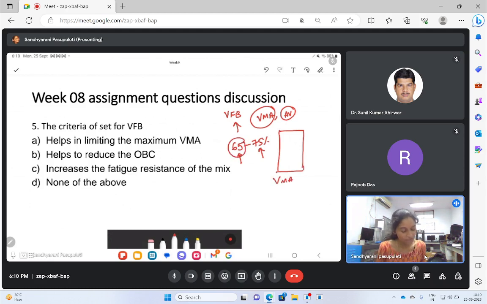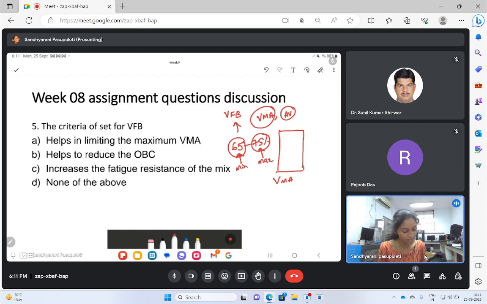if I don't specify the minimum voids filled with bitumen, there is a chance of having lesser bitumen content than required. And if I don't specify this higher limit, there is a chance that bitumen content can exceed whatever is required. So in order to limit the minimum and also the maximum bitumen content, there is a purpose to this range of minimum to maximum. And this also will help us, but that option is not available here.